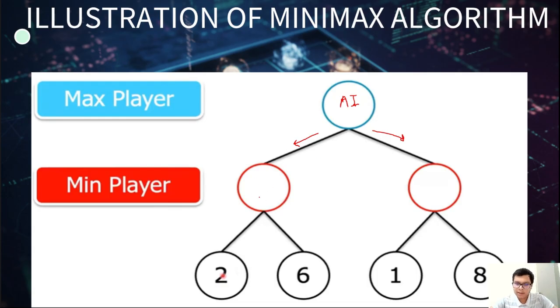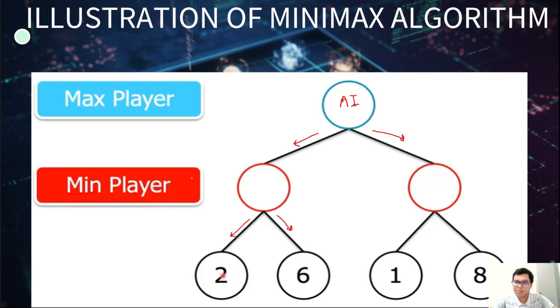Suppose it chooses this one, then the opponent has two choices: either to choose this node or this node. Now the opponent evaluates the board and says that if I choose this one, then my score, the AI score, would be 2, and if I choose this, the AI score would be 6. You can see again that the opponent is the minimizing player.